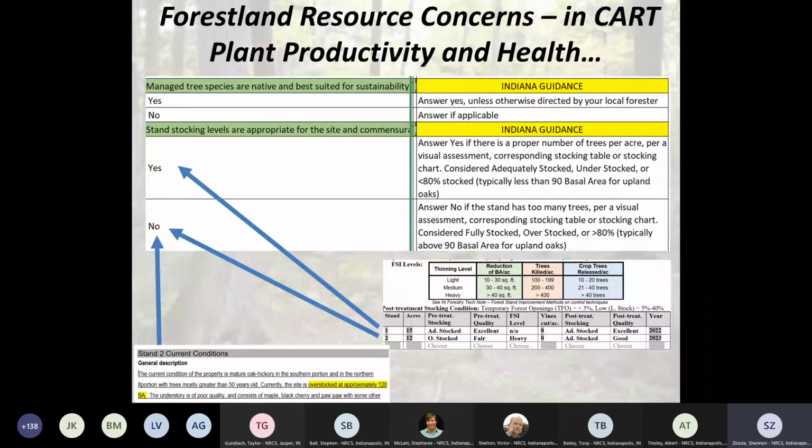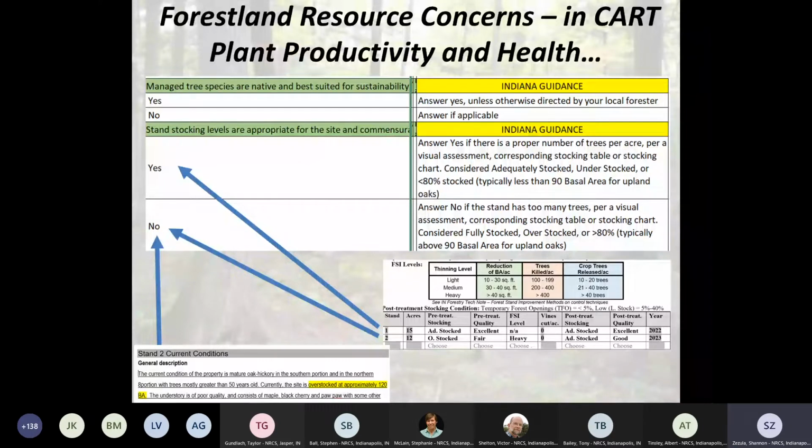Okay. So the next item that will come up under plant productivity and health on your forest land is the stand stocking levels. Here's where we kind of gave some guidance to you on how to link up your forest management plan to the right answer. You can see here on our stand number 1, we are adequately stocked. Our forester said it's an excellent pre-treatment quality. There's really no need for forest stand improvement. We're just going to pretty much let it continue to be managed as it has. No need for action. That's a yes on this question.